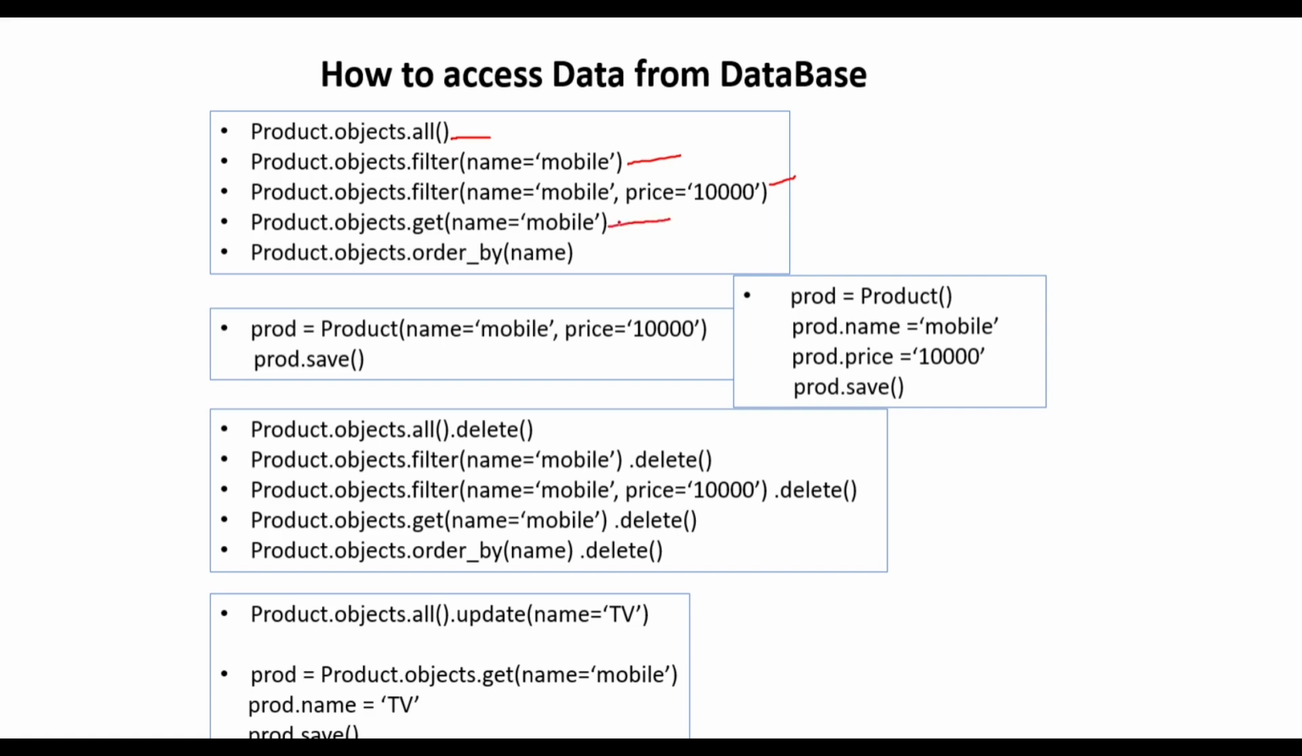To fetch only single record, this is the query: product.objects.get(name='mobile').